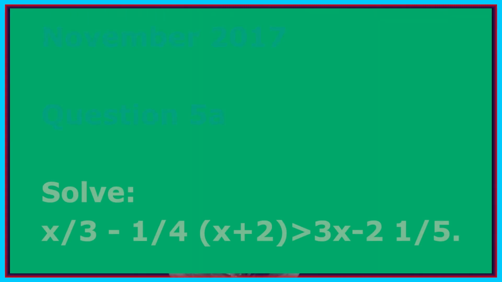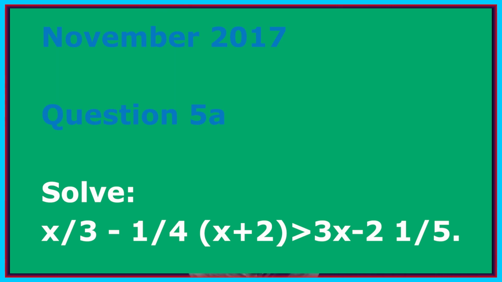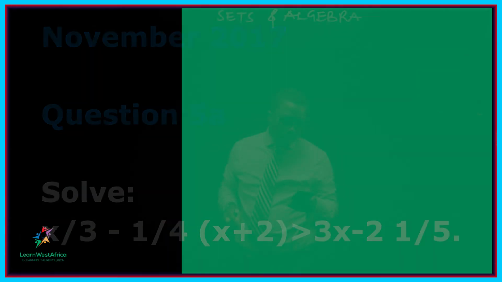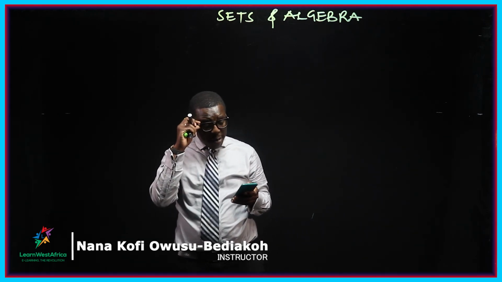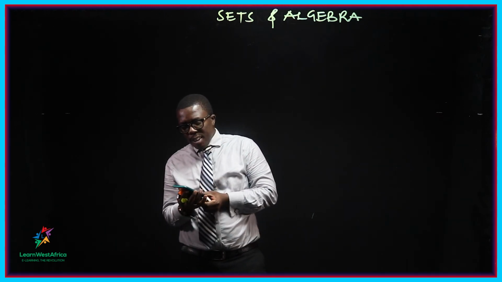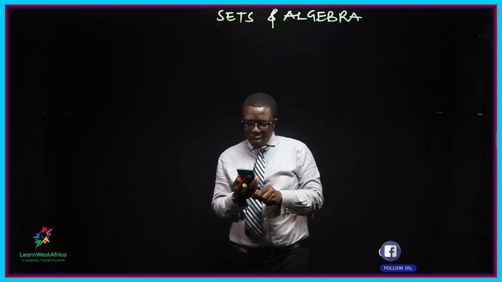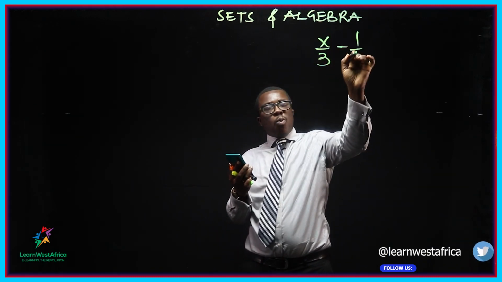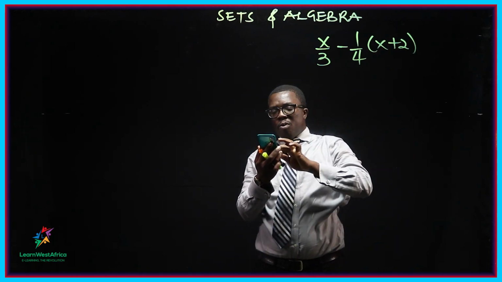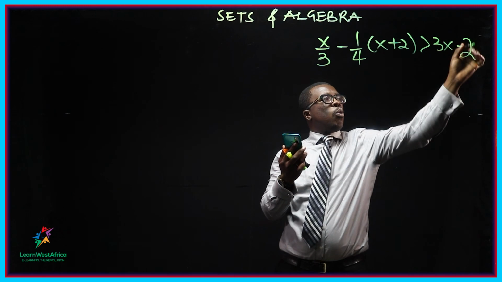Now the other question from 2017, question 5a, theory: solve x over 3 minus 1 over 4 into brackets x plus 2, brackets close, greater than 3x minus 2 whole number 1 over 5. Let's solve it.